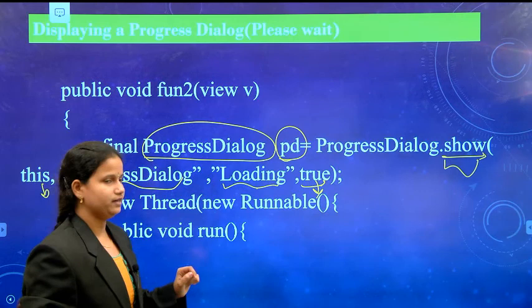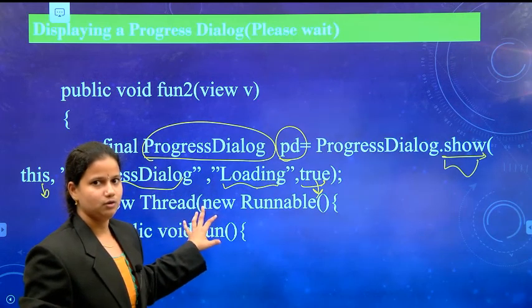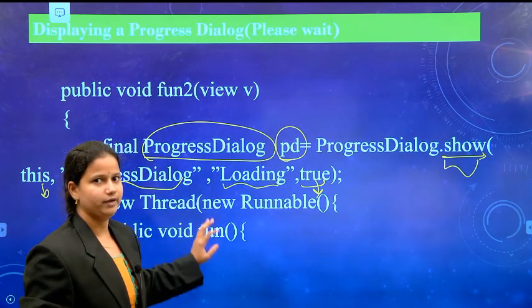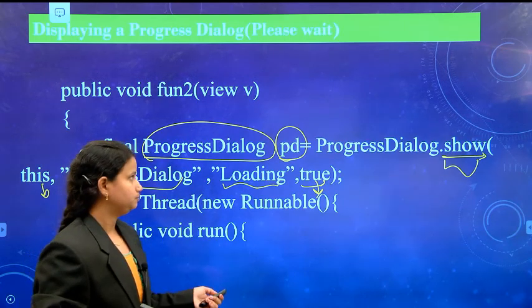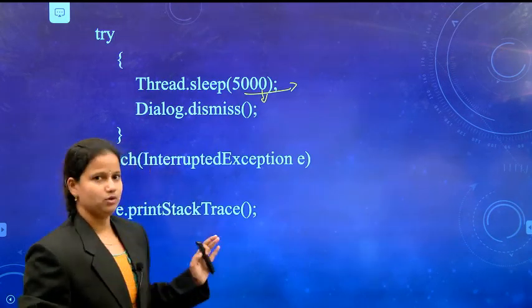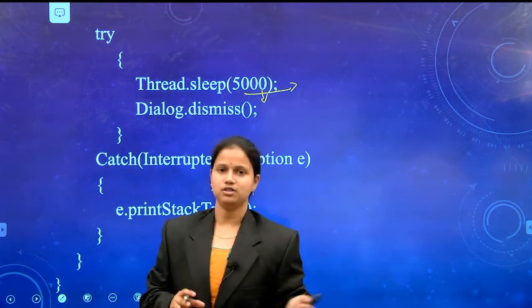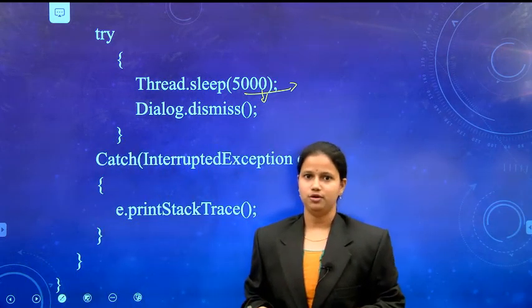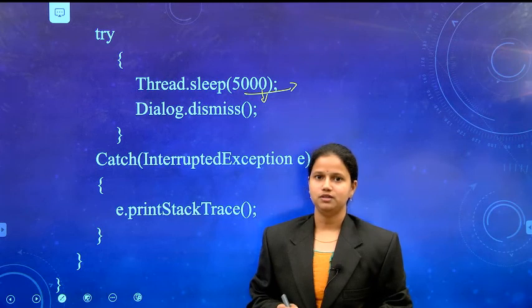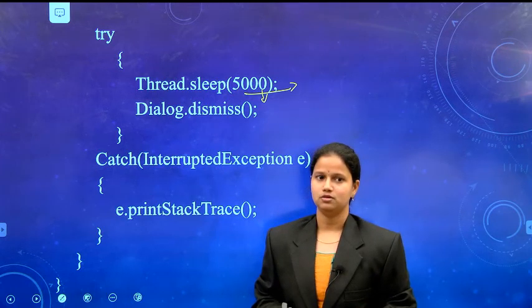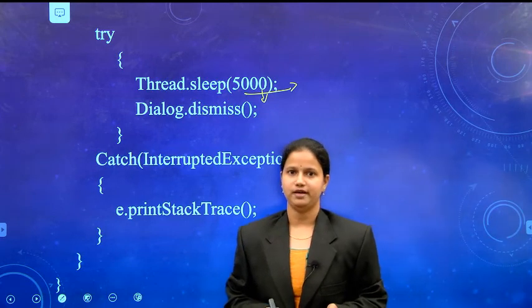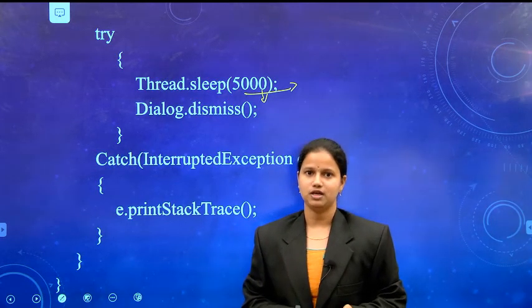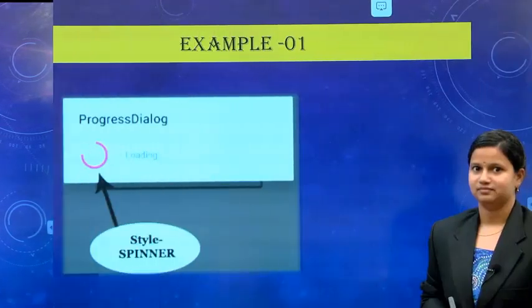So if the loading is not completed, it will wait for a little while. That's why we have to implement a thread class. The thread will be invoked and it will wait. After completion of that, it will go on with the closing of that progress dialog. So in this way, the progress dialog is to be implemented. This is one type of progress dialog. We will discuss the other type.